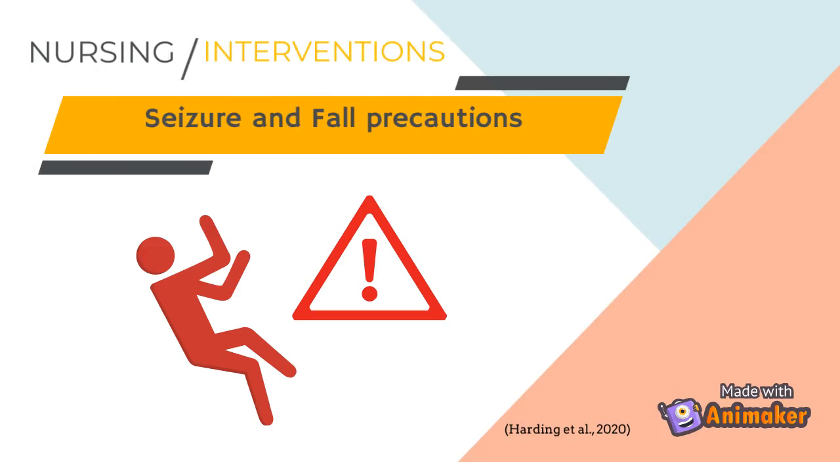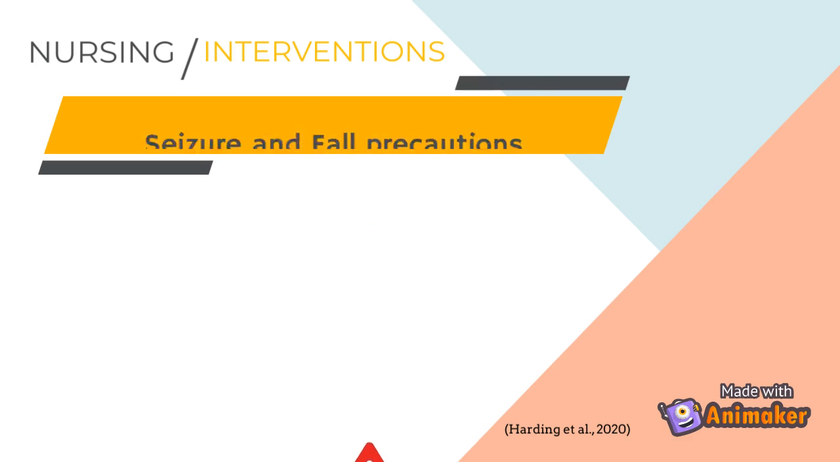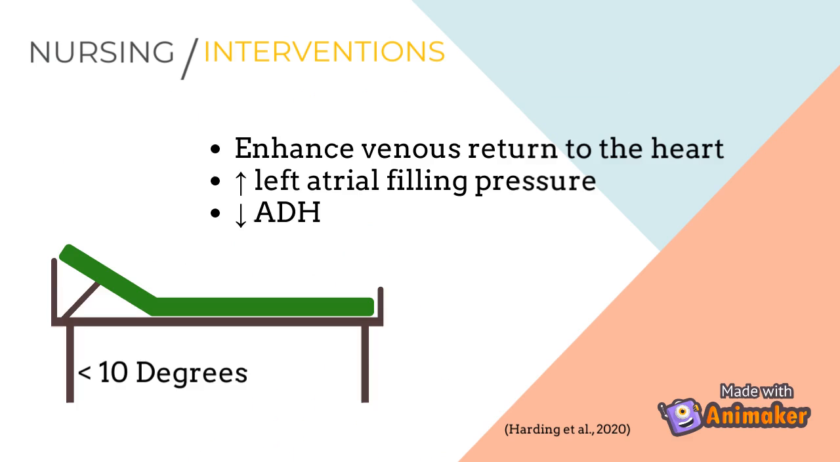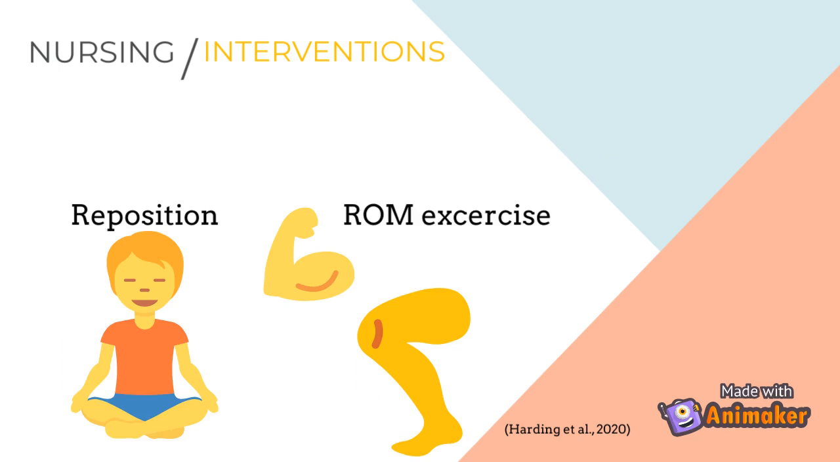Initiate seizure and fall precautions if the patient has an altered sensorium or is having seizures. Position the head of the bed flat or elevated no more than 10 degrees. This will enhance return to the heart and increase left atrial filling pressure, which will reduce the release of ADH. Frequent turning, positioning, and range of motion exercises are important to maintain skin integrity and joint mobility.